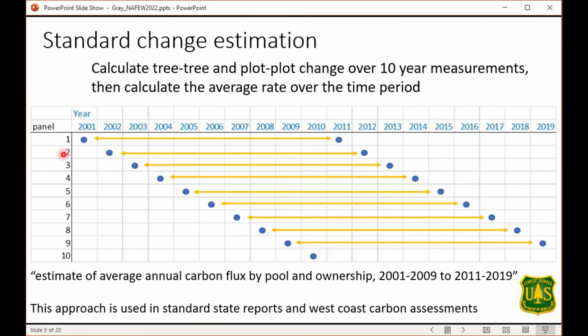So generally what we do is we lump together as many panels as we can, and then our calculation becomes an average estimate of annual carbon flux, for example, by pool or ownership, with the first measurement in the 2000s and the second measurement in the 2010s. And this is a standard approach we use for our state reports and our West Coast carbon assessments.